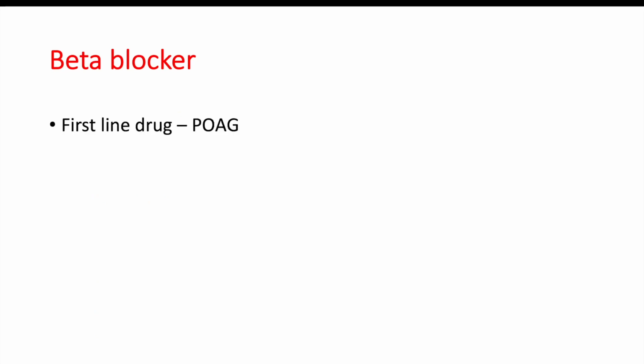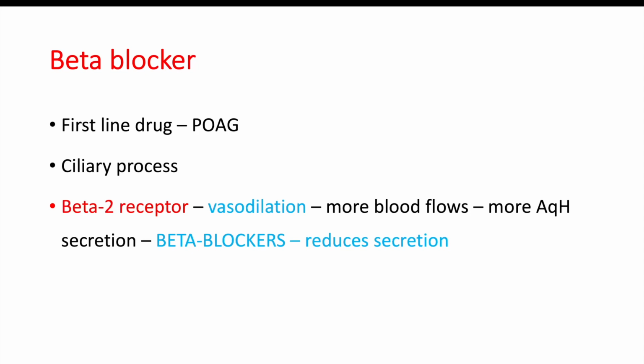We have the beta blocker. Beta blocker is a first line drug for the treatment of primary open angle glaucoma. If you see, the ciliary process has two receptors. One is the beta 2 receptor. Stimulation of beta 2 receptors leads to vasodilation. Vasodilation will draw more blood flow into the ciliary process, which in turn will increase the aqueous humor secretion or production. So here the target site is the beta 2 receptor. You need to give a beta blocker to reduce the secretion of the aqueous humor.